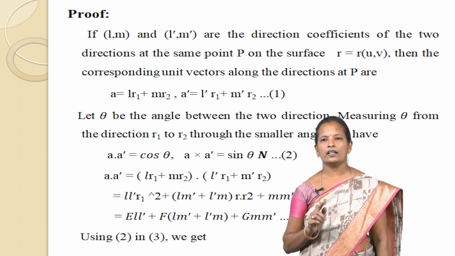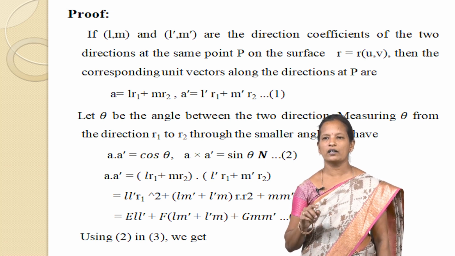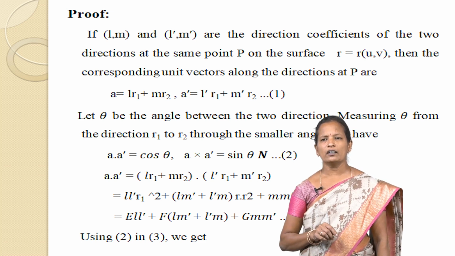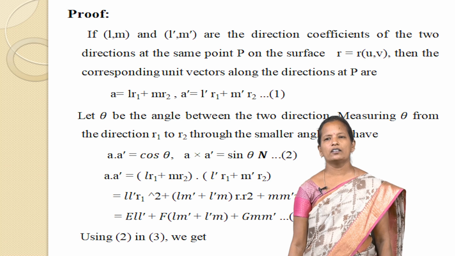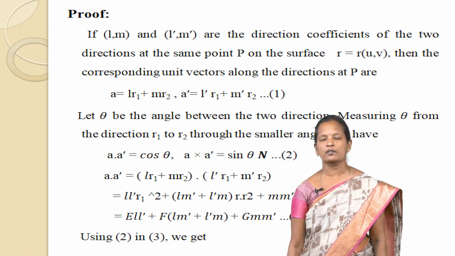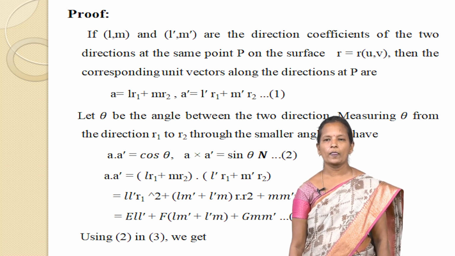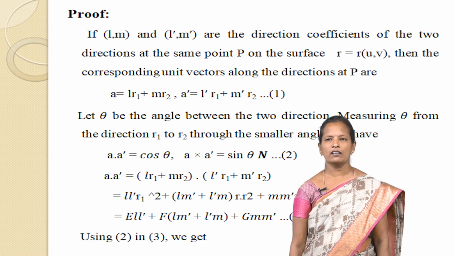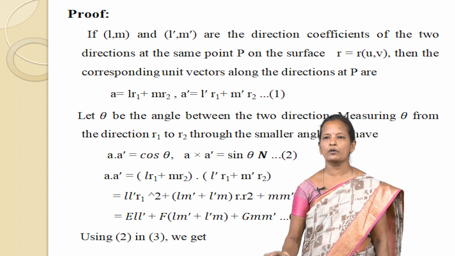So we get L L dash R1 squared plus L M dash plus L dash M into R1 dot R2 plus M M dash into R2 squared. Here you know the values of R1 squared, R1 dot R2 and R2 squared well, as we discussed in the previous modules. The value of R1 squared is E, the value of R1 dot R2 is F, and the value of R2 squared is G.